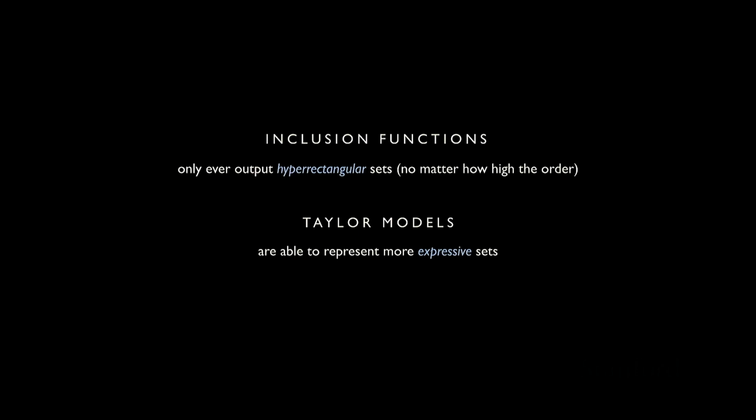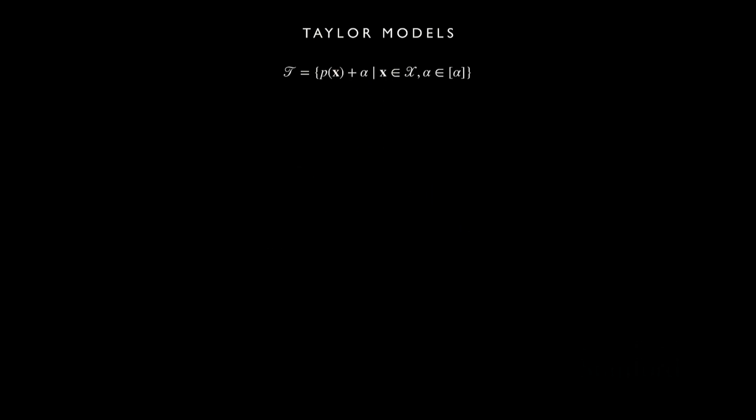So we just talked about these inclusion functions, and a lot of you were like, man, we're only ever going to get these hyperrectangles. That's really bothering me. Bothers me too. No matter how high the order we go up, we're still always going to get these hyperrectangles. So if you want to not get hyperrectangles, you can do these things called Taylor models, which are able to represent more expressive sets. We don't have to deal with these hyperrectangles anymore, so we're going to get better.